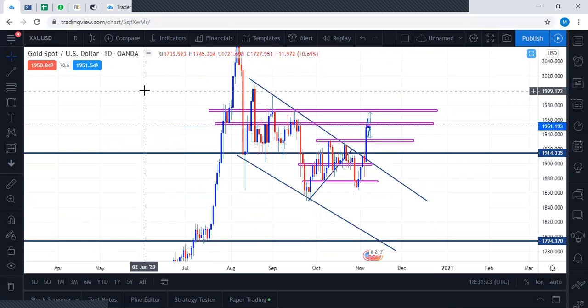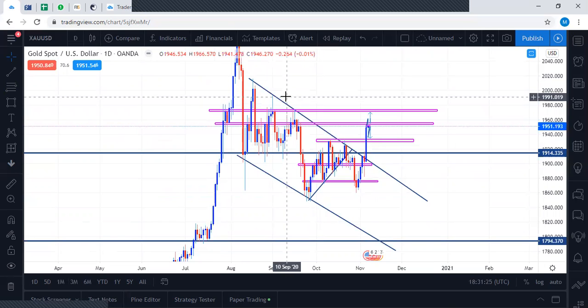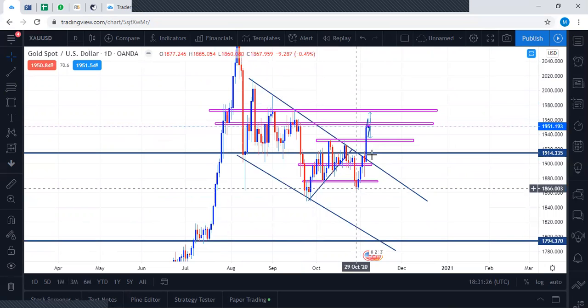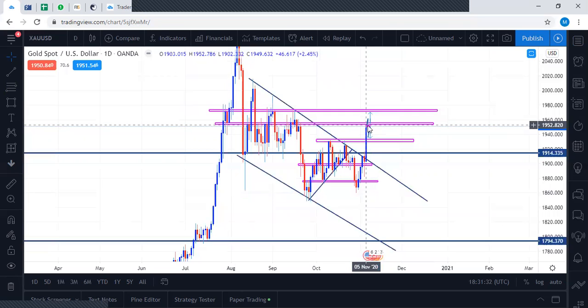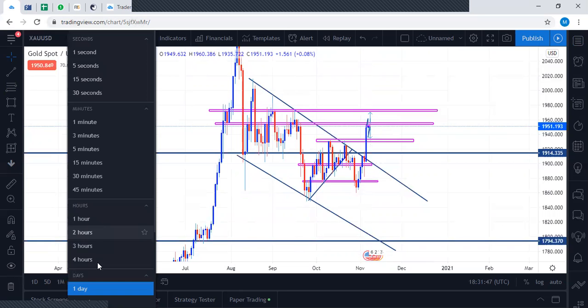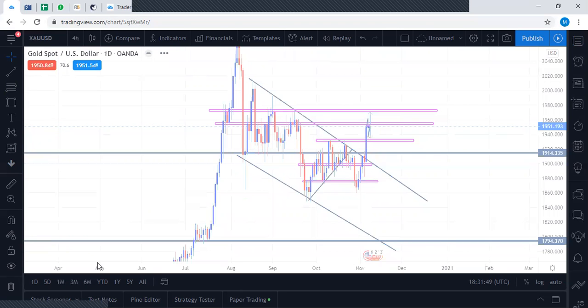So we can see the gold price is in an independent channel. Price broke out. If we go down to the 1 hour, price did a retest before shooting up to the 1951 level. Price is currently there, and that is a support and resistance level, which is why price is currently reacting on that level.